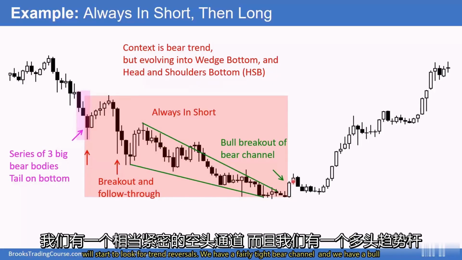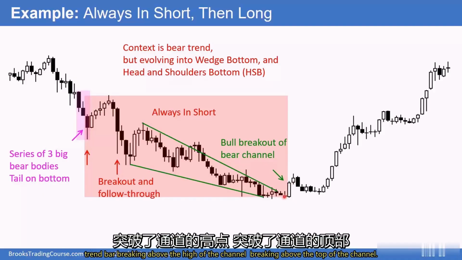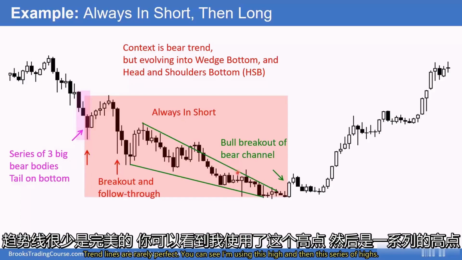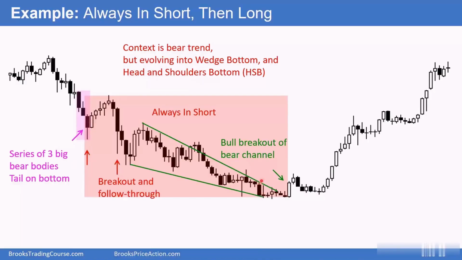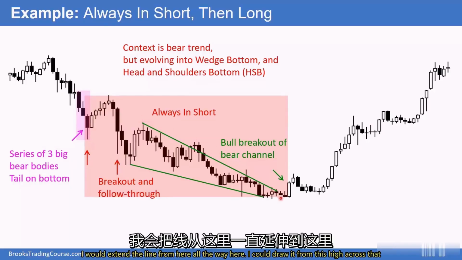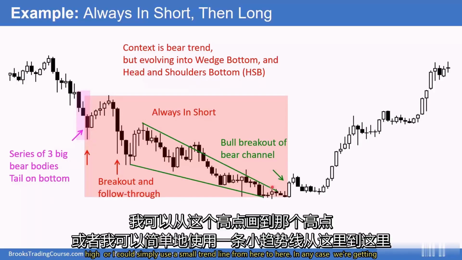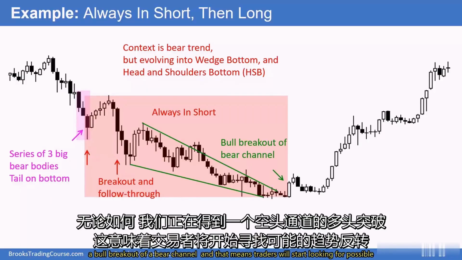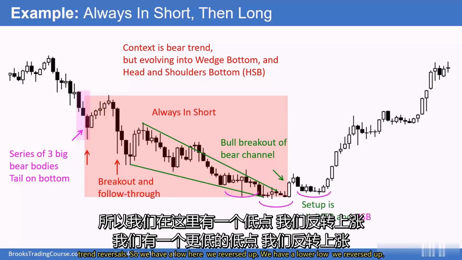So we have a fairly tight bear channel, and we have a bull trend bar breaking above the high of the channel, breaking above the top of the channel. Trend lines are rarely perfect. You can see I'm using this high and then this series of highs. The market looks like it's turning down every time it hits an imaginary line at that point. I would extend the line from here all the way here. I could draw it from this high across that high, or I could simply use a small trend line from here to here. In any case, we're getting a bull breakout of a bear channel, and that means traders will start looking for possible trend reversals.